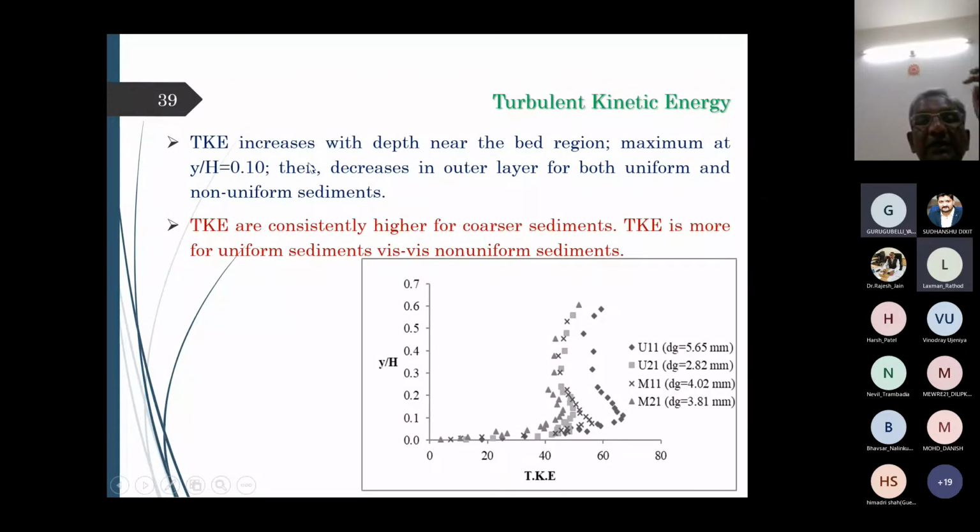Turbulent kinetic energy increases with depth near the bed region. You can see here it is increased very close to the bed, right? It is maximum at 0.1, and then decreases in the outer layer for both uniform and non-uniform sediments. We have plotted data for both, so there is a decrease beyond that. Turbulent kinetic energy is consistently higher for coarser sediments. It is more for uniform sediment vis-a-vis non-uniform sediments.